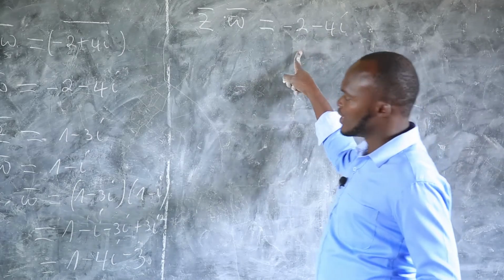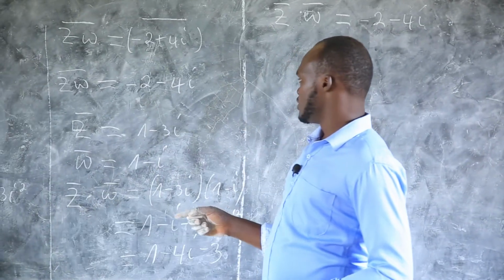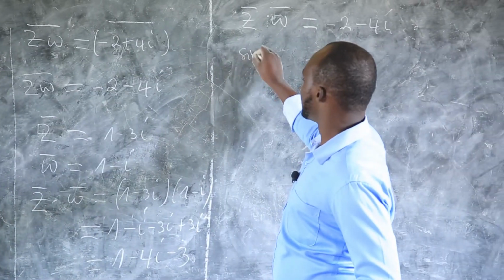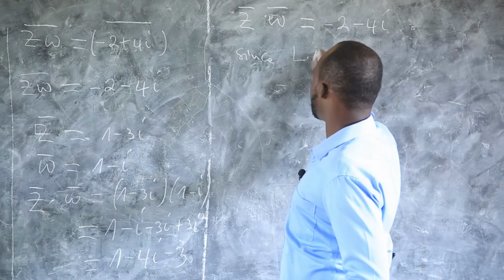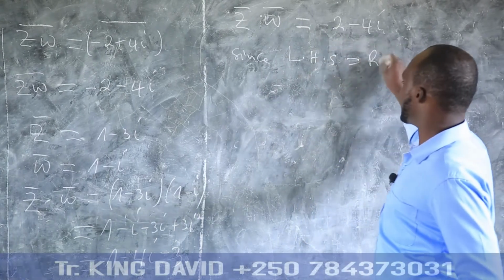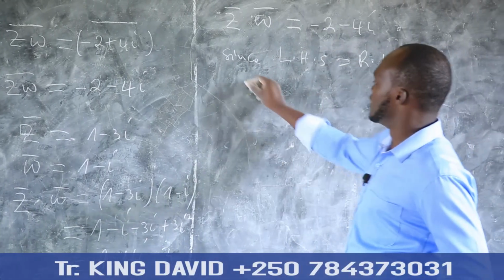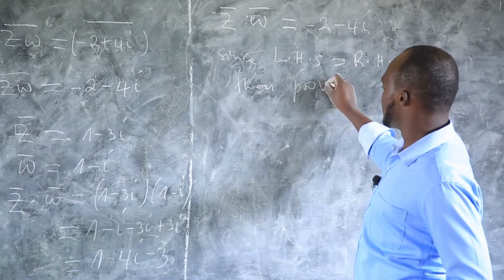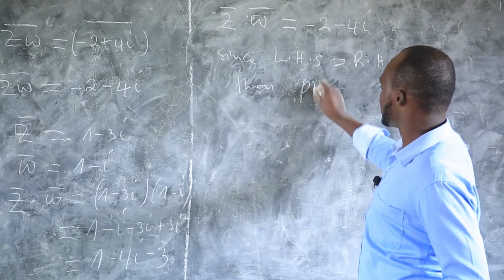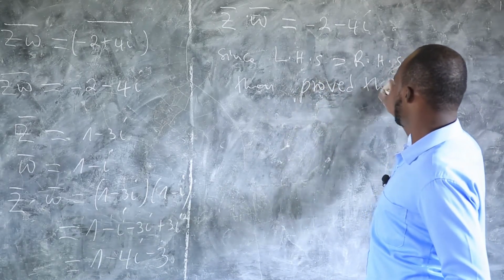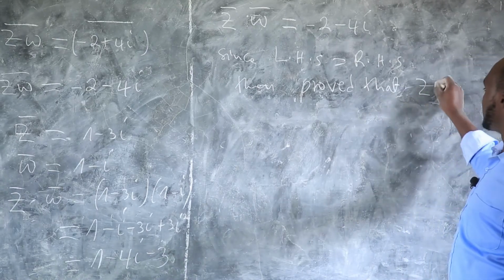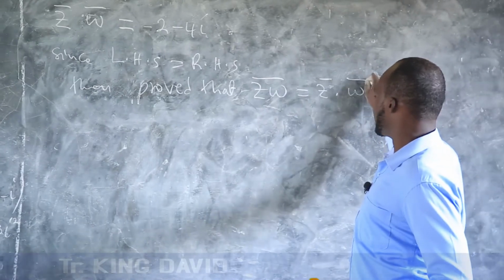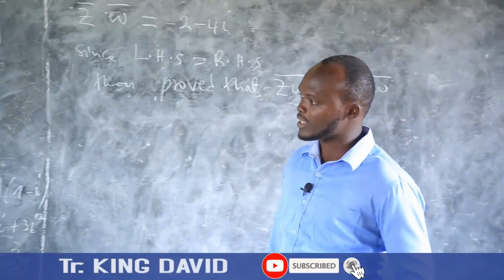You see now, the right-hand side is the same as the left-hand side. Then since the left-hand side is the same as the right-hand side, proved that the conjugate of ZW is the same as Z conjugate times W conjugate. So that's property number 2.